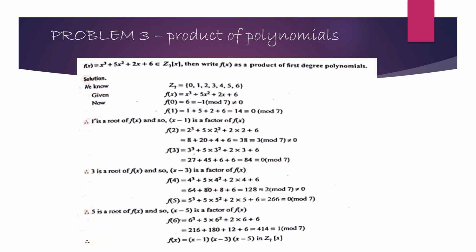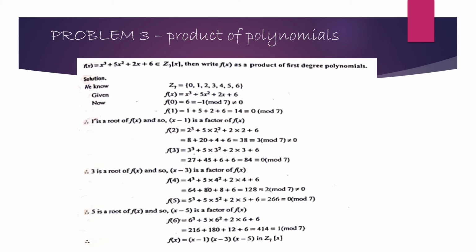In a similar way, I will be checking f of 4. If I substitute, my answer is 128. So 128 is not directly divisible by 7. You get a remainder 2, which is not equal to 0. So I omit 4. I'll go for 5 now.